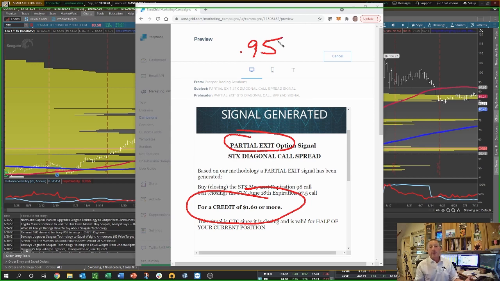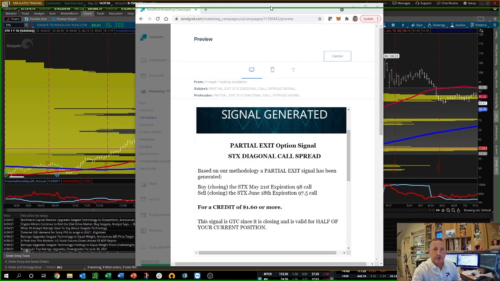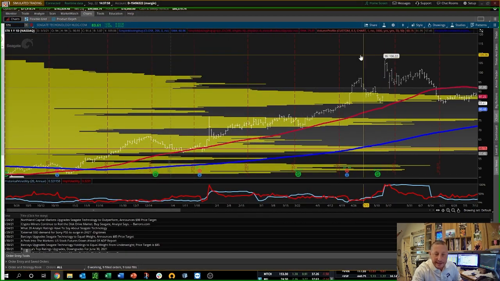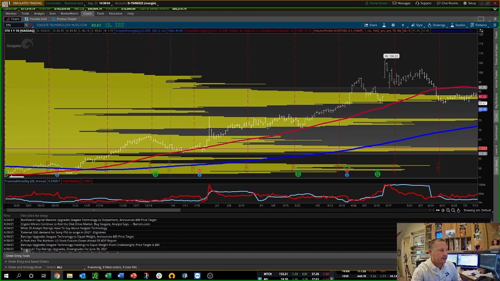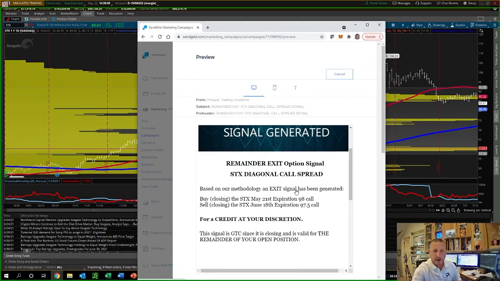Now, another lesson here real quickly is, as a trader, your biggest goal is to be a good risk manager. We're all managing our risk. We need to all the time. So we took some profits off the table here. And as you can see here, the stock continued to move higher. So what did we do here? Well, then we sent out the remainder exit signal, which is right here.